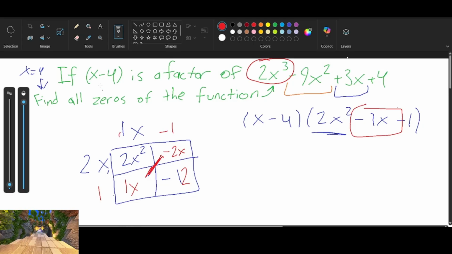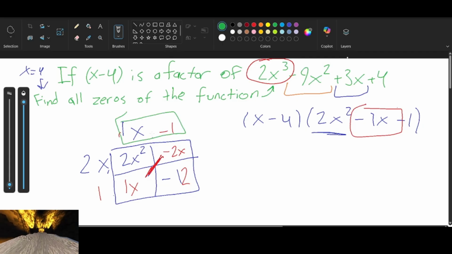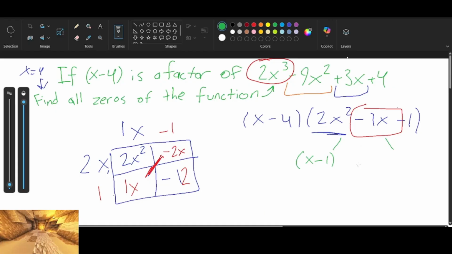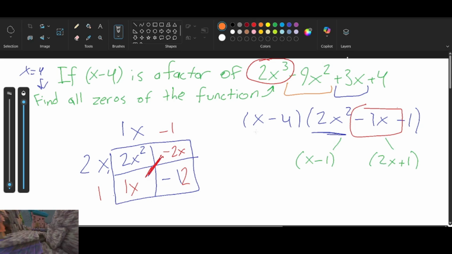So now that I've done the factoring, I have two new factors. I have x minus 1, or 1x minus 1, however you want to put it. And then I have this 2x plus 1 down here. So this I just split off into x minus 1 and 2x plus 1. And I found that the 0 for my x minus 4, right, that was x equals 4. I wrote it back up at this top left bit here.